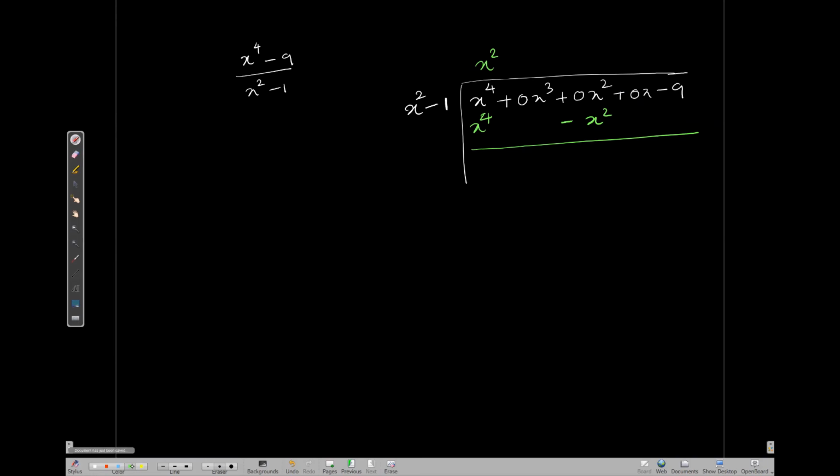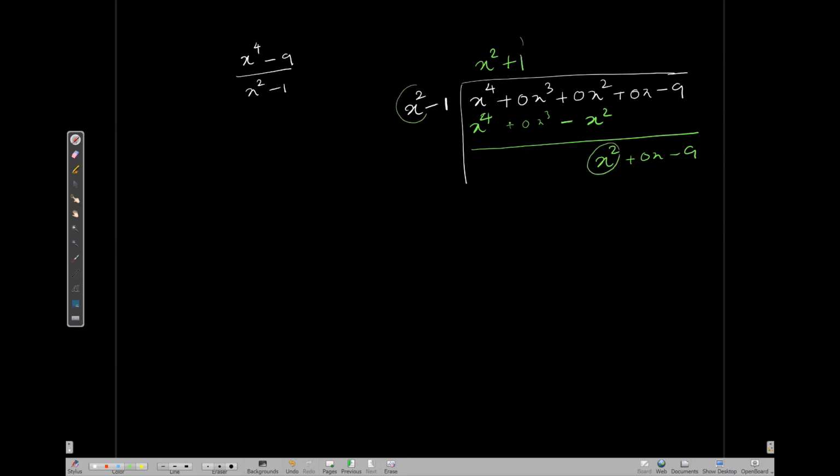Okay, so x to the fourth minus x to the fourth, it's gone. 0x cubed, and here also you have actually 0x cubed, so no x cubed term. And next one, 0x squared minus minus x squared, so you have plus x squared, and plus 0x minus 9 minus nothing, that means just minus 9. And at this point, I need plus 1.